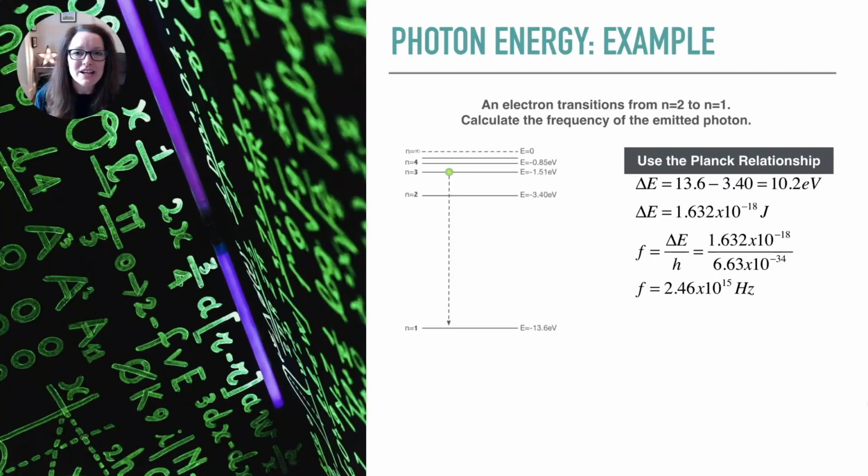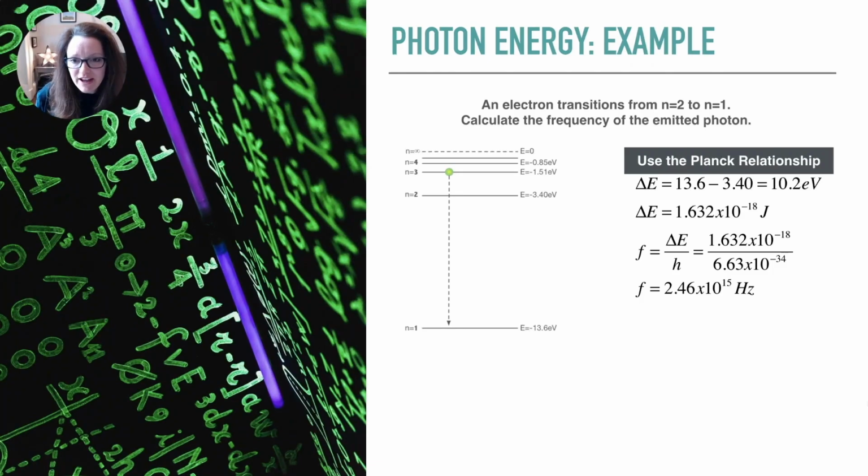Now we can't put 10.2 into the Planck relationship because it's not in the right units. We need to put it into joules first. So we convert 10.2 electron volts into joules, and we do that by multiplying it by, what's an electron volt? 1.6 times 10 to the minus 19. So it's 10.2 times 1.6 times 10 to the minus 19. That gives us it in joules. And then we use the Planck relationship, as shown below, to calculate the frequency of the photon emitted. Now that photon has one frequency, and that relates to one colour.